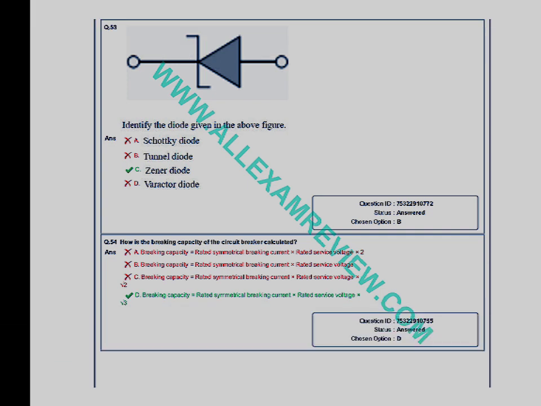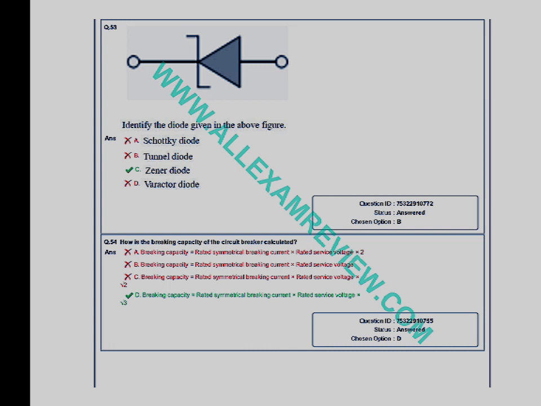And question 53. Identify the diode. Which diode will be used? It's the Zener diode. We have to know about all the electronics symbols, and all the symbols of electrical engineering we have to use. Then we have to know about all the symbols.